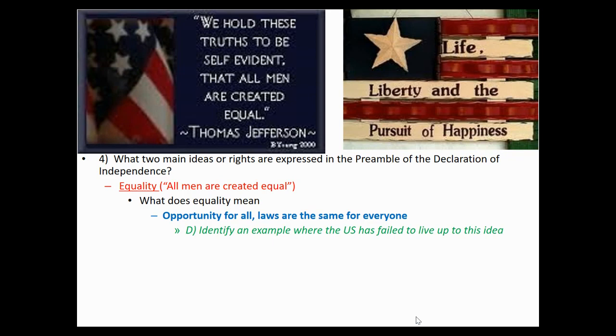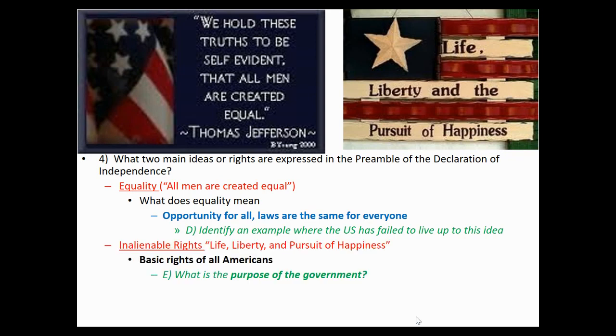Letter D. Can you think of an example where the Americans failed to live up to this idea? Now, this has always been a factor about America. We're a work in progress trying to bring more equality for all people. When America was first founded, you'll find at the very end, the last question, number 10, you can go back and find what the answer is for this.